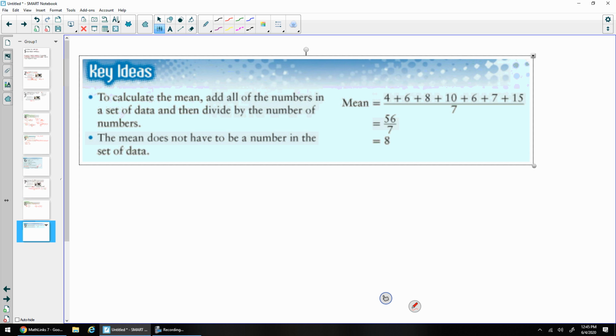Key ideas with mean. So to calculate mean, add all of the numbers in the set of data. So just add first and then divide by how many numbers you have. So the number of numbers. So in this case, 4 plus 6 plus 8 plus 10 plus 6 plus 7 plus 15. We divide by 7 because that's how many numbers there are. 1, 2, 3, 4, 5, 6, 7. 56 divided by 7 is 8. So the mean of these numbers is 8. And the mean does not have to be a number in the set of data. Okay, so that's it.